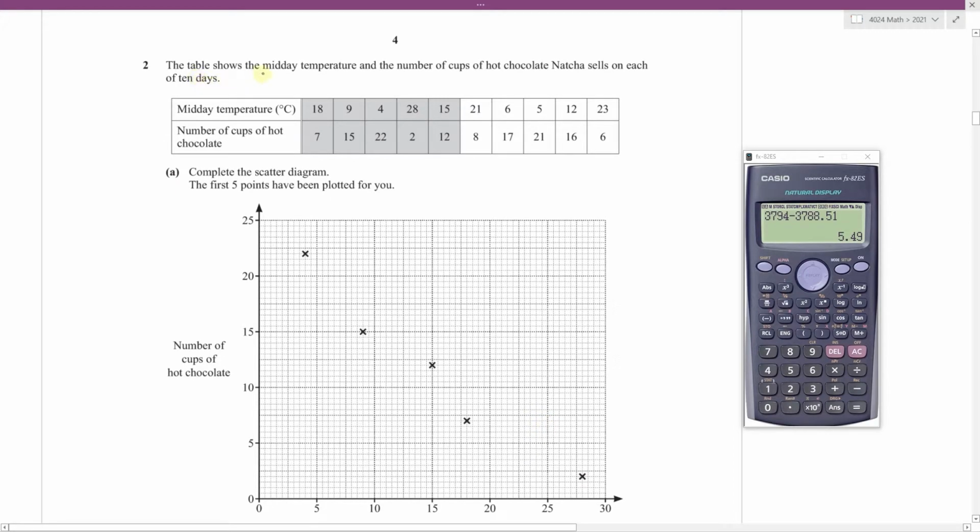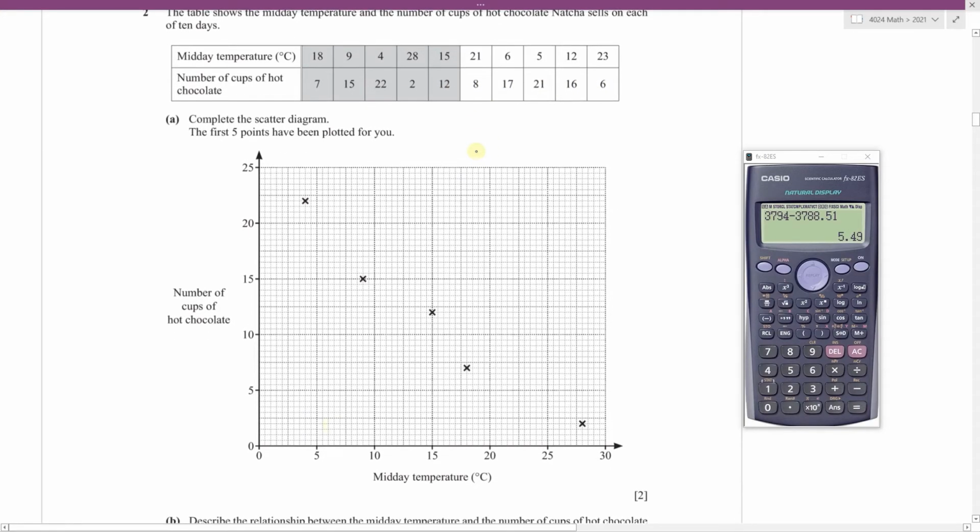Question number 2. The table shows the midday temperature and the number of cups of hot chocolate Nacha sells on each of 10 days. Complete the scatter diagram. The first 5 points have been plotted for you. So these 5 are plotted. We have to plot these remaining 5.